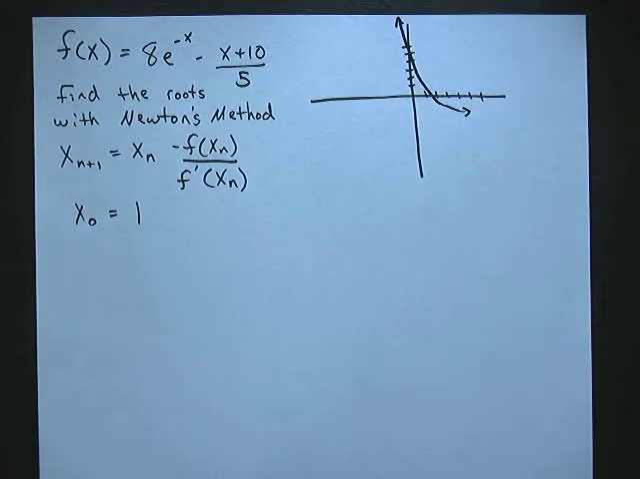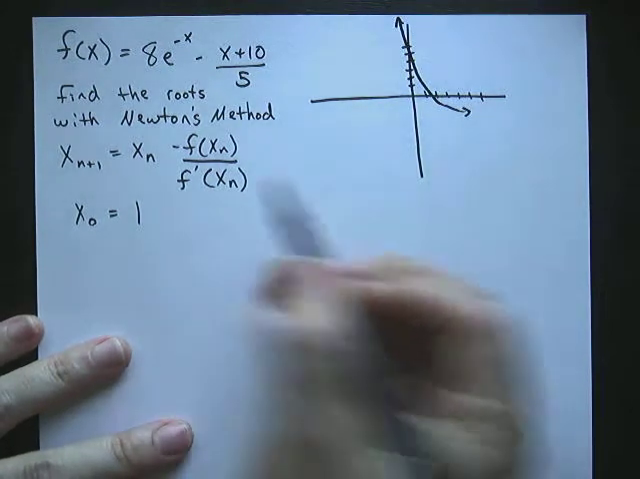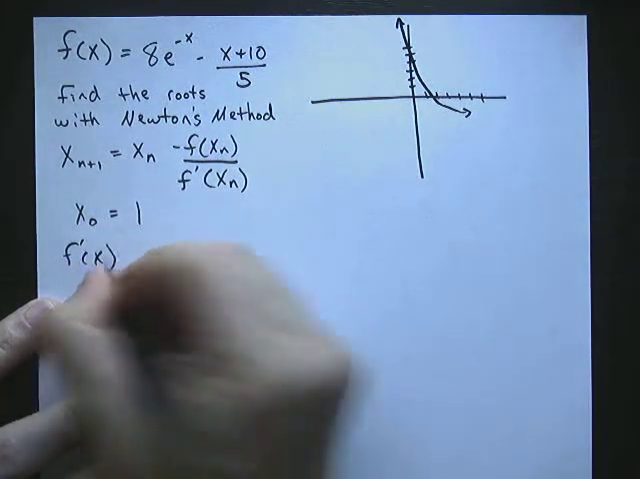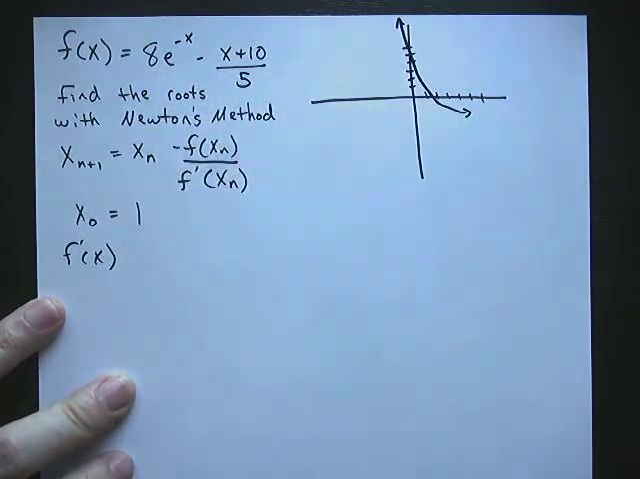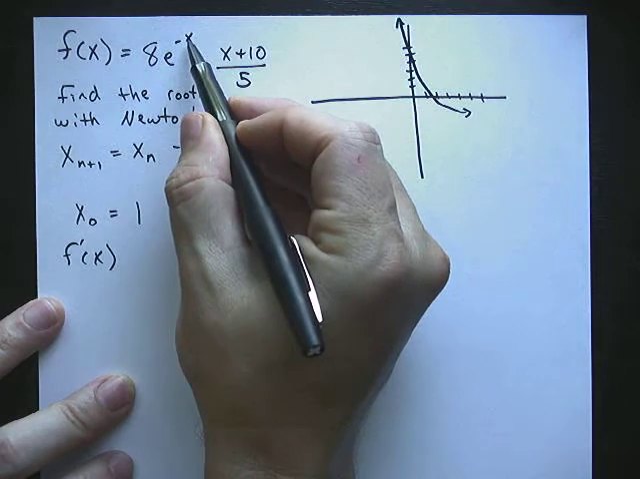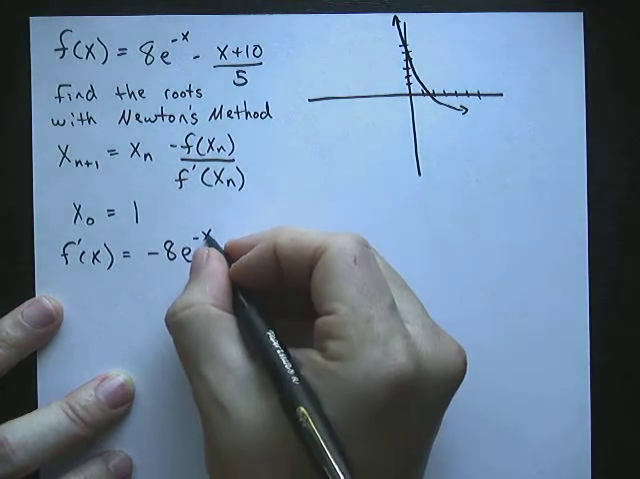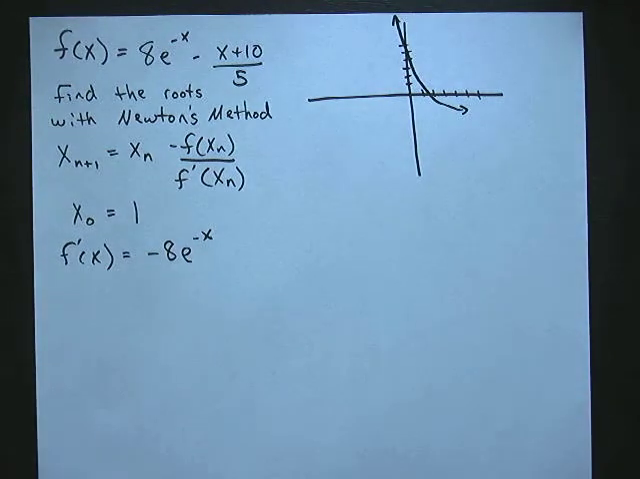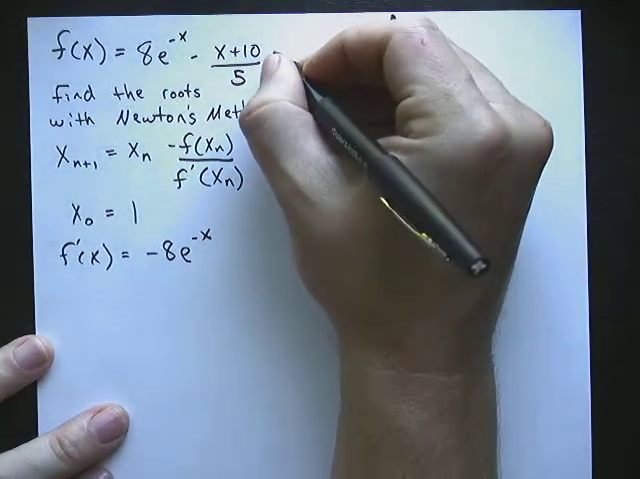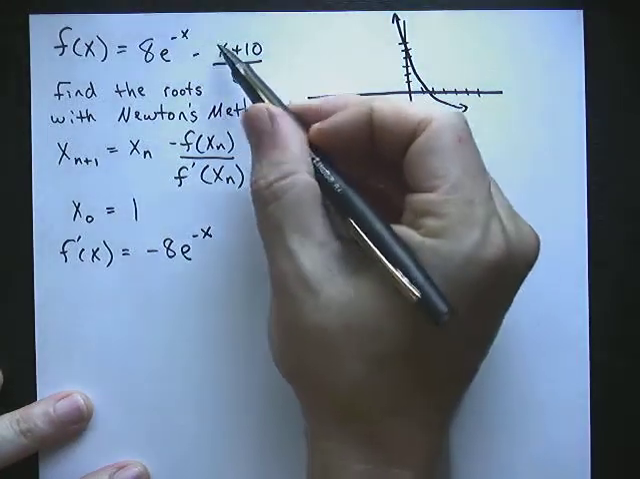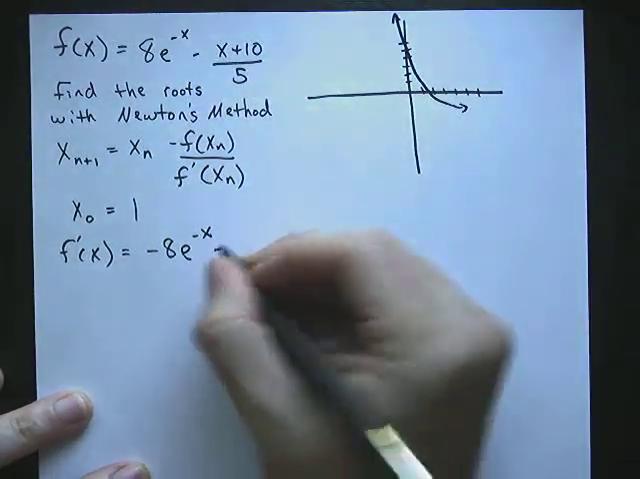For this formula, we also need the derivative, because the derivative is part of the formula. So we need to find the derivative of f of x. F prime of x, and we'll do this term by term. The derivative of 8e to the negative x, the negative x in the exponent makes the 8 negative e to the negative x. The derivative is typically itself on e to the x, but since it's negative, that makes the derivative negative. Then (x plus 10) over 5, you could also write that as x over 5 and 10 over 5. The 10 over 5 is a constant, so that goes away. The x over 5 becomes 1 over 5, so minus 1 over 5.